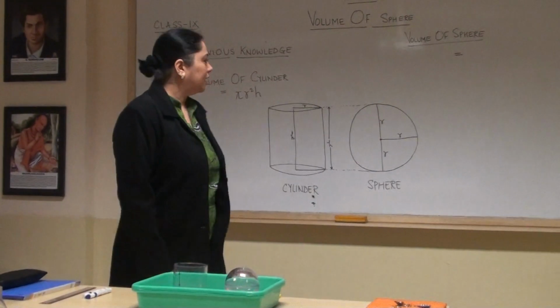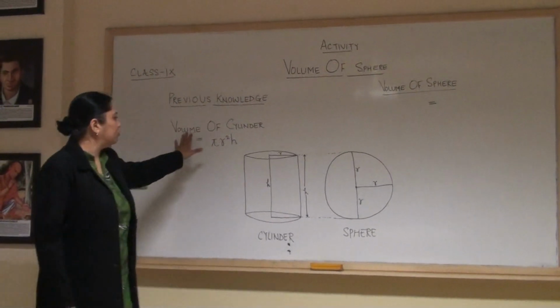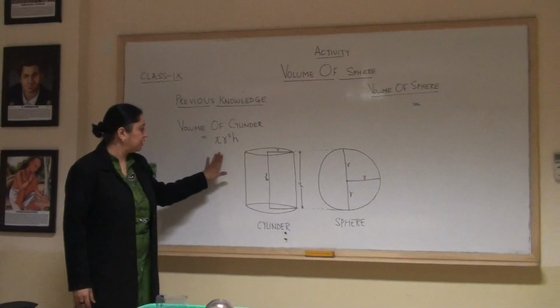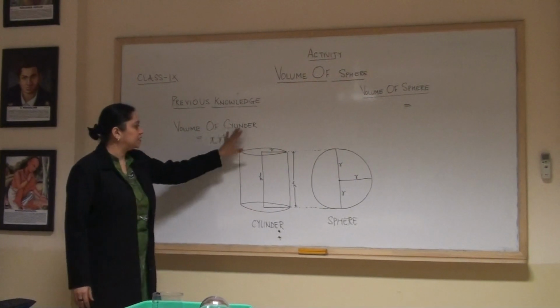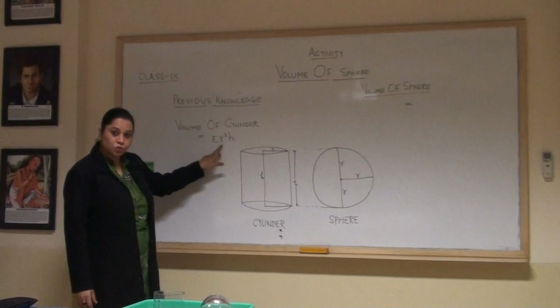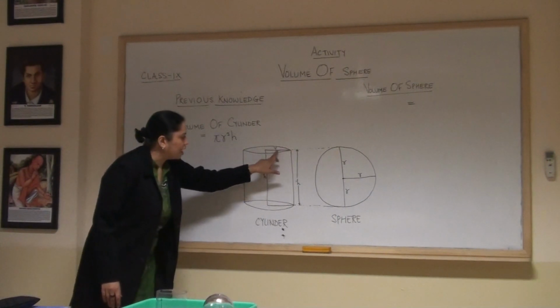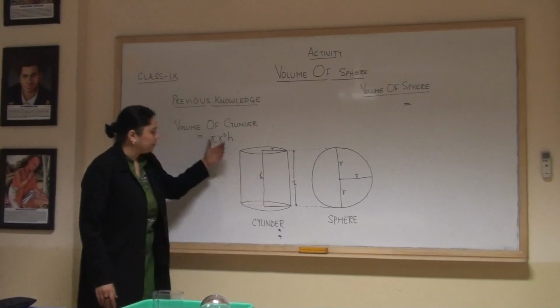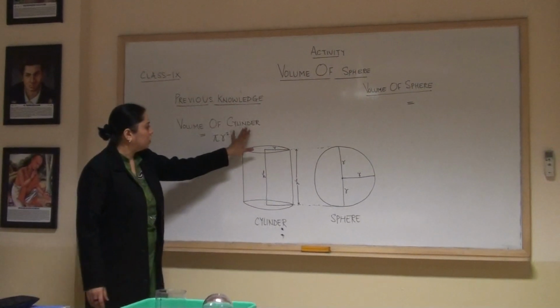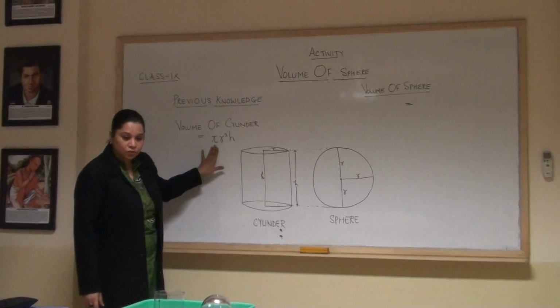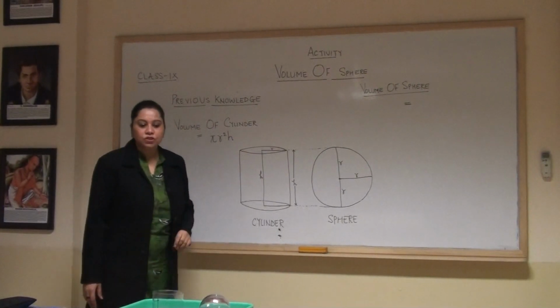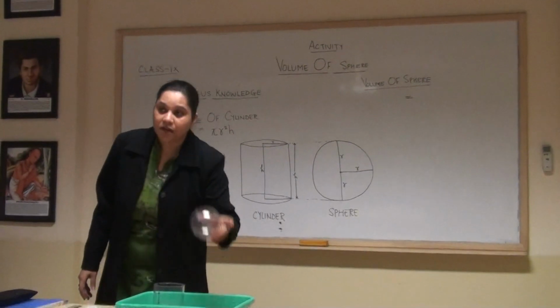Children, we derived the formula for volume of cylinder in the last activity, which was volume of cylinder is pi r square h, where in a cylinder whose radius is r and height is h, we derived that the formula for volume of cylinder was pi r square h. Today we are going to work on sphere.